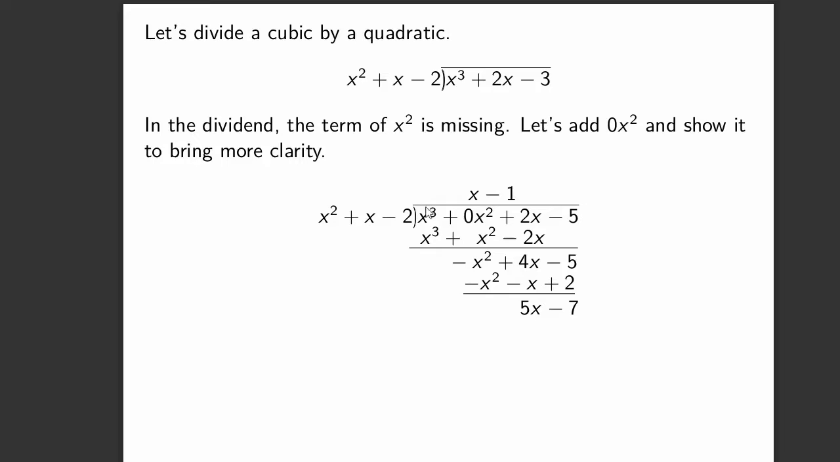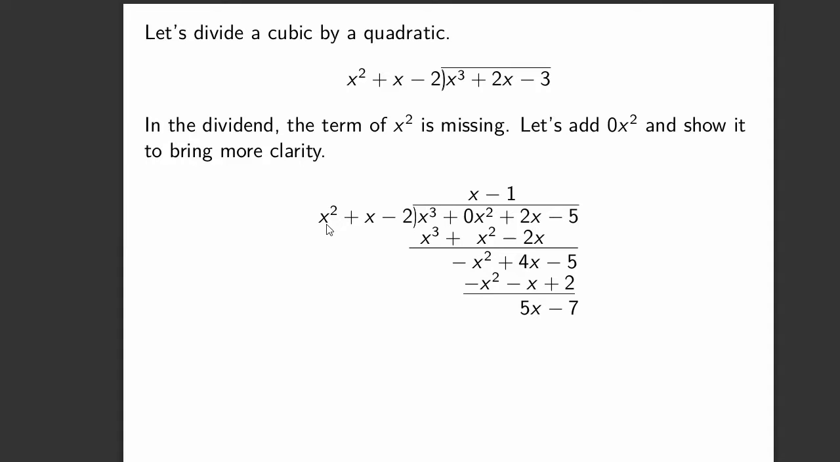First we shall divide the leftmost, highest degree monomial x cube by x square, that is x. Then multiply the whole divisor x square plus x minus 2 by x, that will give us x cube plus x square minus 2x. Now subtract, so the x cube term cancels and we get negative x square plus 4x minus 5.